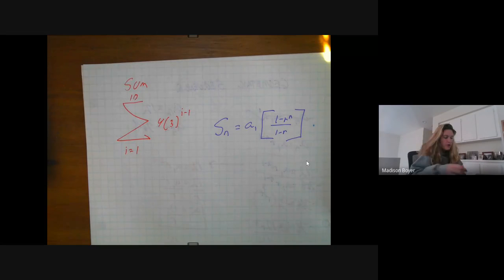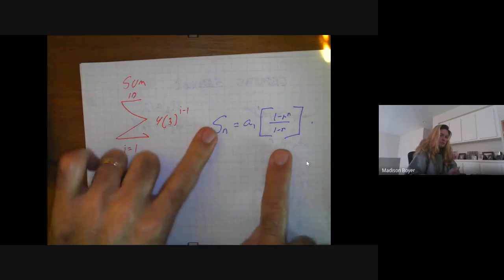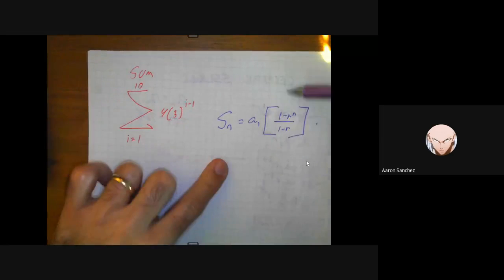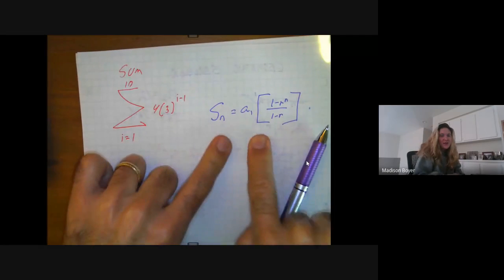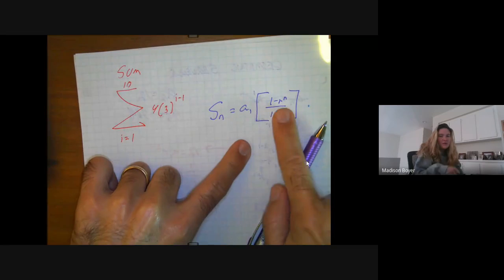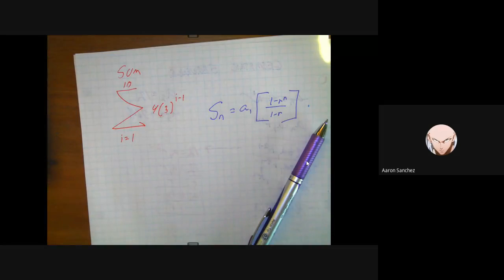Is it in the notes? Yeah, look really hard. See if you can find it anywhere near you at all. Is it Sn equals A1, then 1 minus r to the power of n divided by 1 minus r? Yes, very good.